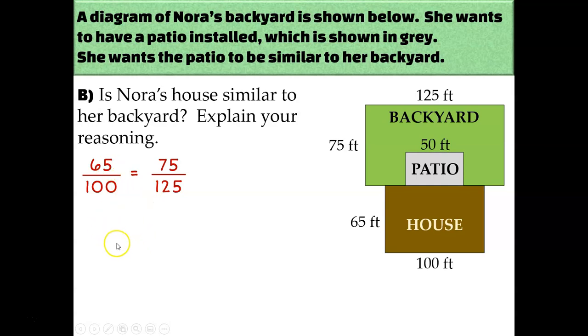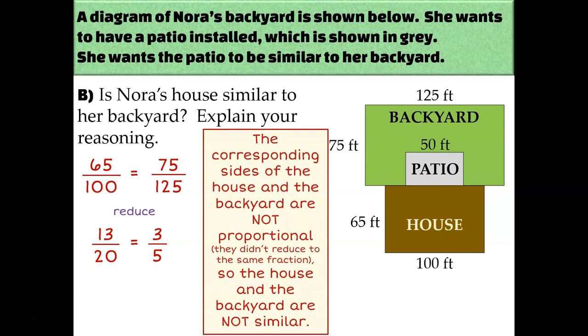I'm going to reduce each of these fractions. 65 over 100 reduces to 13 over 20. And 75 over 125 reduces to 3/5. And those fractions are, obviously, not the same fraction, so we can conclude that the house and the backyard are not similar. If you're not great at reducing fractions, you can actually cross-multiply to show that they're not equivalent as well. 65 times 125 is 8,125.